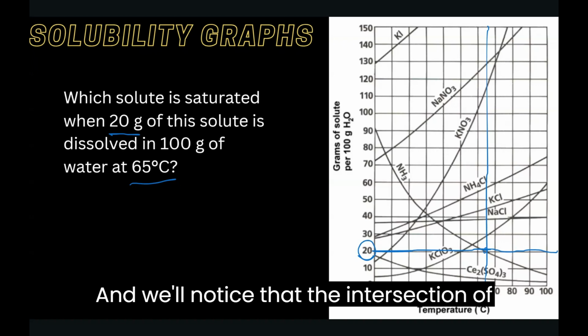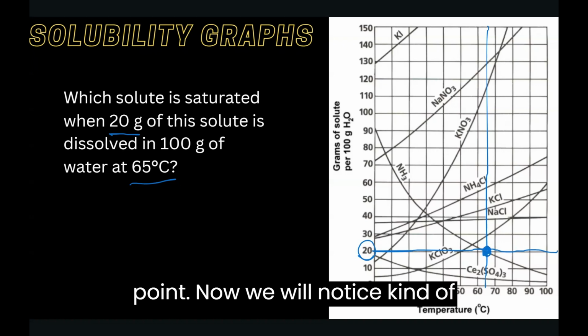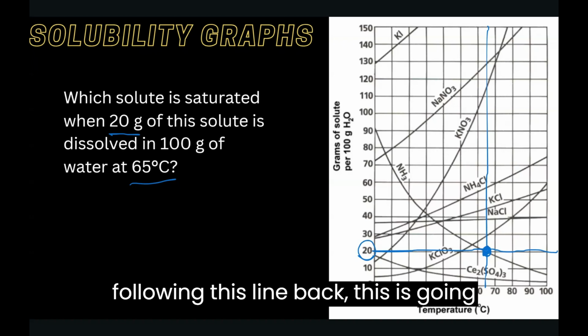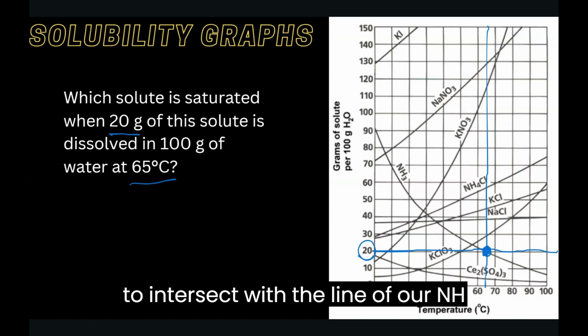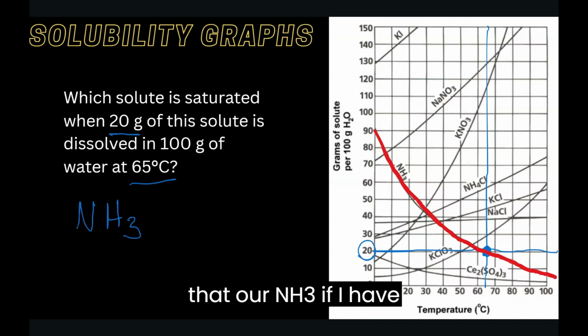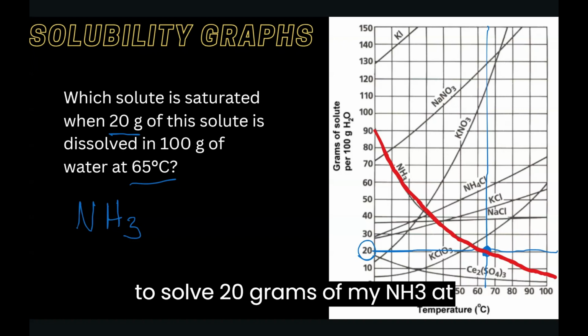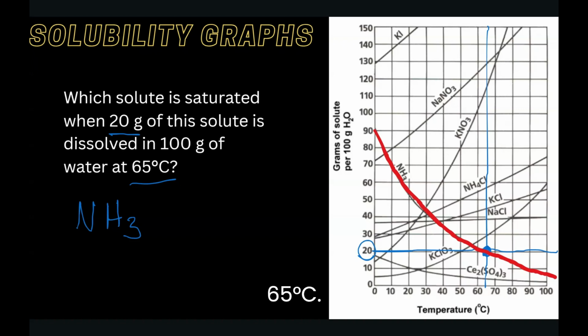And we'll notice that the intersection of these two lines is on this point. Now, we will notice, following this line back, this is going to intersect with the line of our NH3. So this means that our NH3, if I have 20 grams of it, I'm able to dissolve 20 grams of my NH3 at 65 degrees Celsius.